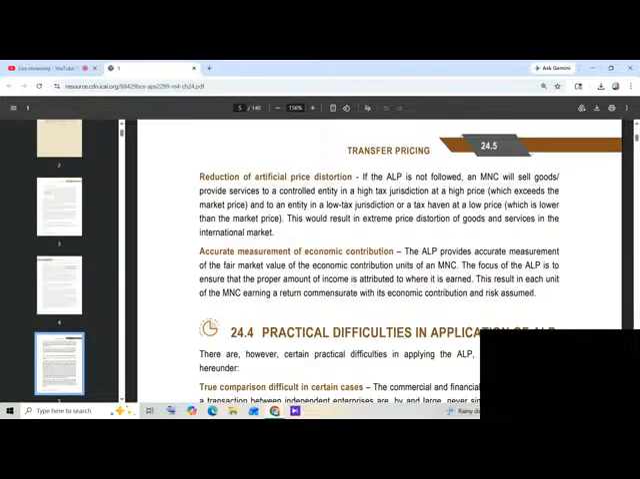And the final significance of the arm's length principle is accurate measurement of economic contribution. The arm's length principle provides accurate measurement of the fair value of the economic contribution of units of an MNC. The focus of the arm's length principle is to ensure that the proper amount of income is attributed to where it is earned. This results in each unit of the MNC earning a return commensurate with its economic contribution and risk assumed.